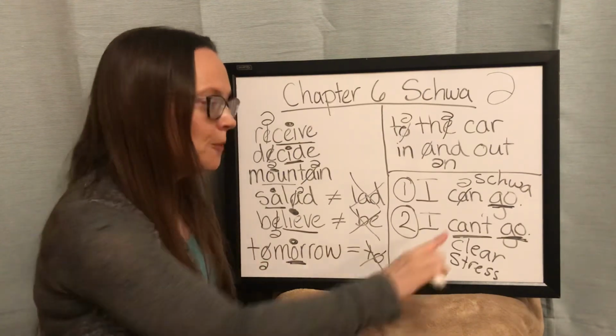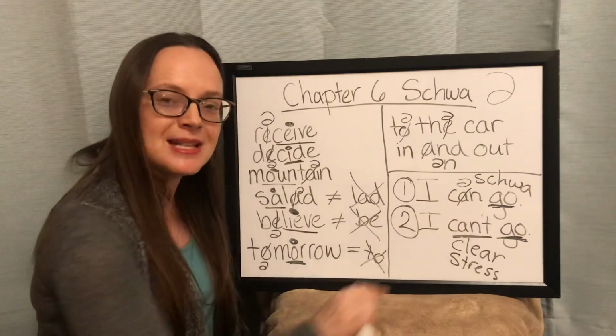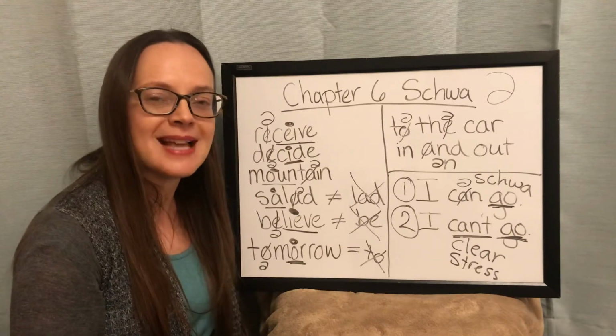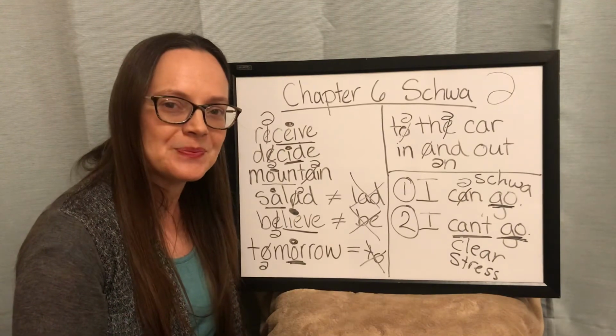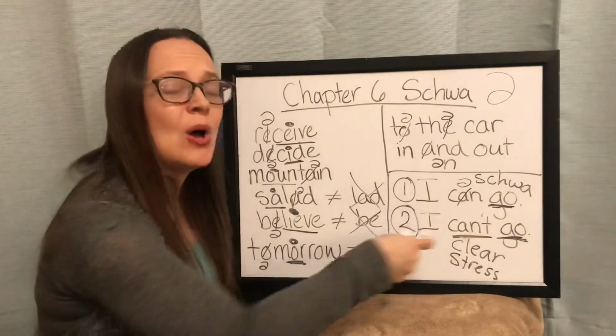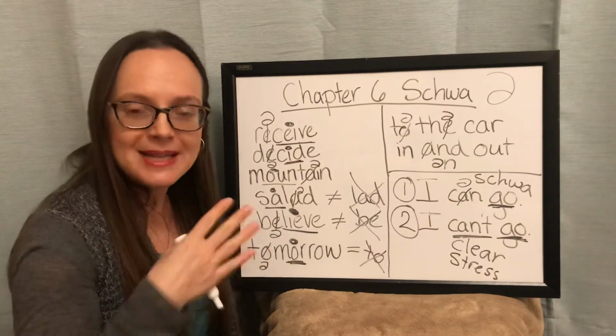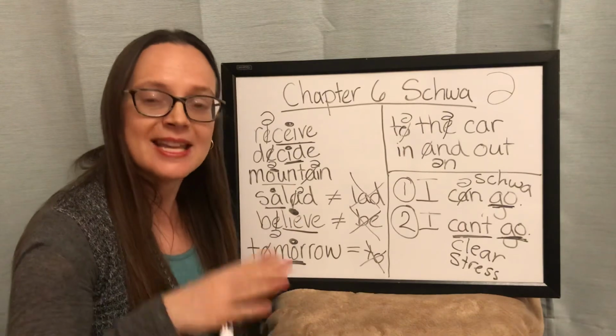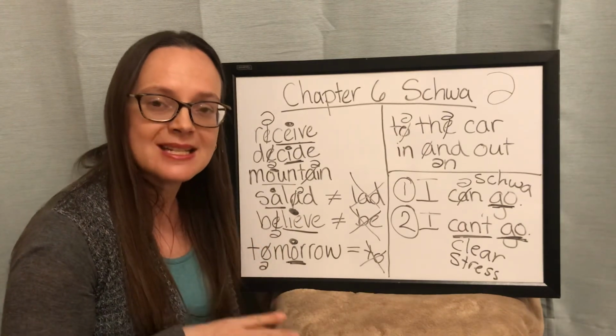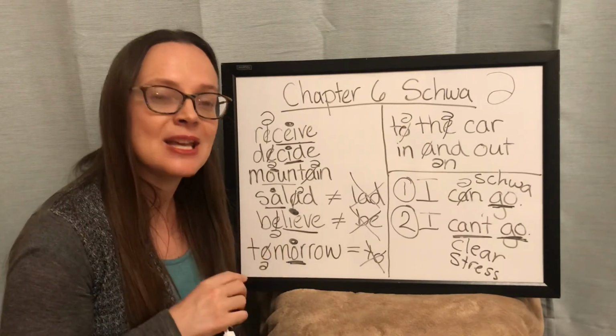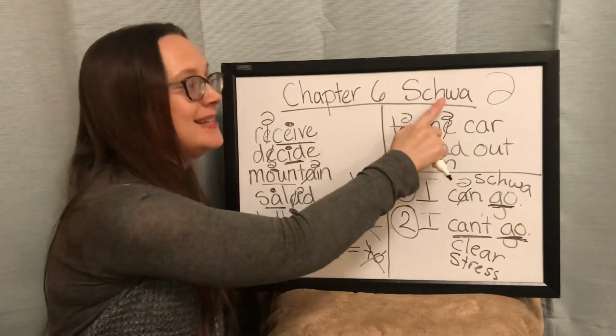Okay, good. Hopefully you're hearing that schwa difference for the I can go versus I can't go. When you pronounce the word alone by itself, I can, we use a clear vowel. But inside of sentences, it changes because it's not important. It becomes kin.